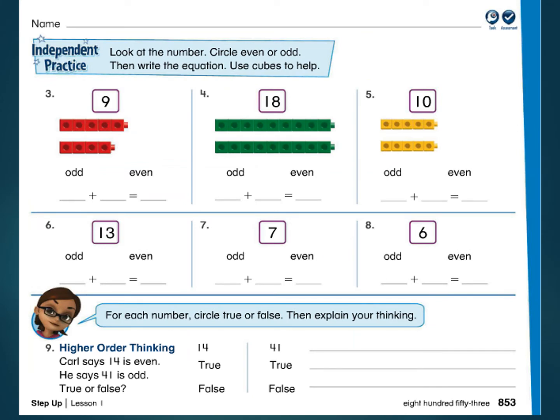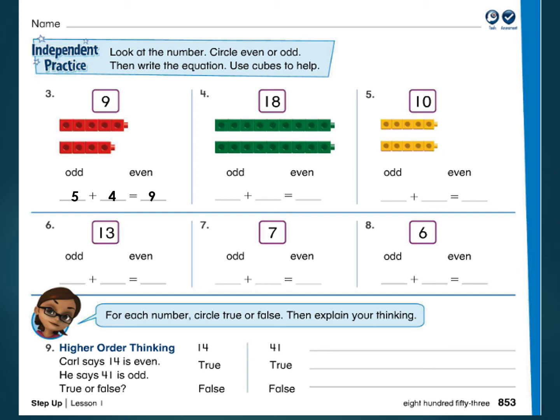Now page number 853. Look at the number, circle even or odd, then write the equation. Use cubes to help. Number 9. Is it an even or odd number? 9 is an odd number. And what is the equation? 5 plus 4 equals 9.